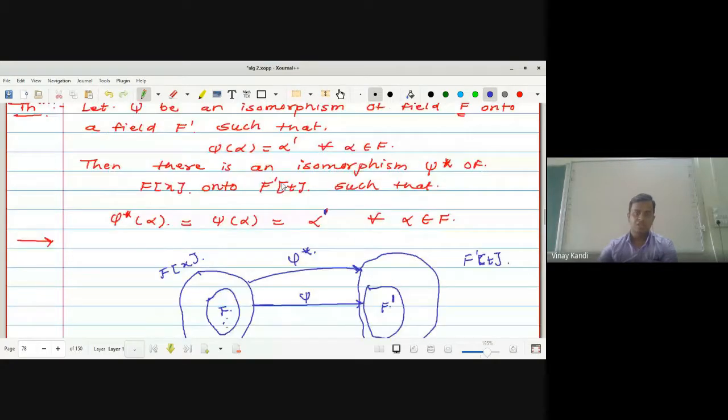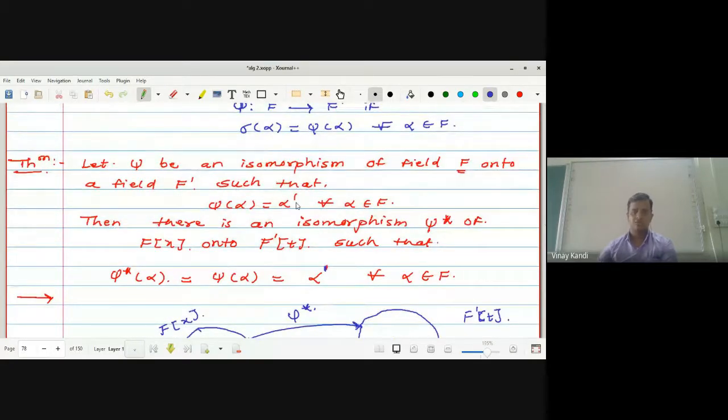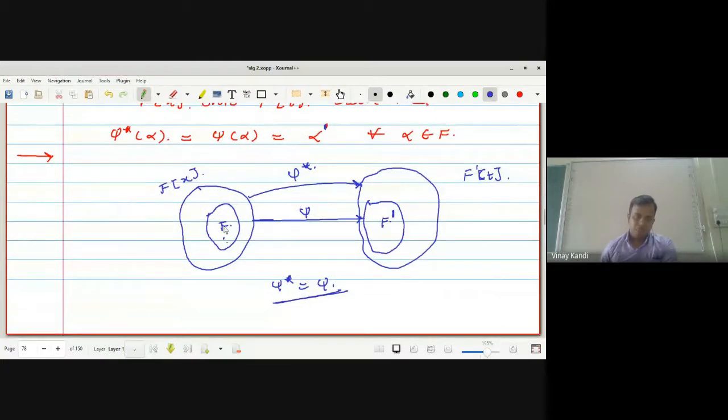Okay, the mapping given to you here is psi of alpha is equal to alpha dash. Here your elements will be the constant polynomials alpha 1, alpha 2. In this field the elements are alpha dash. Outside of that will be all your polynomials F[x], here F dash[x], F dash[t]. So we have to show that whenever psi star is applied on the field F, psi star is equal to psi, for all alpha belonging to F. Now, proof.